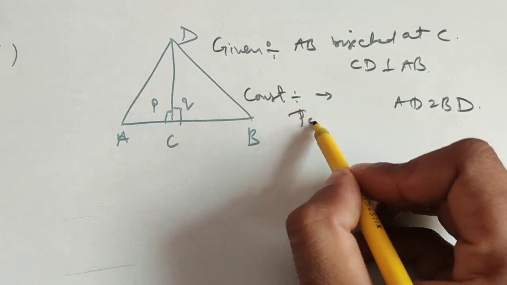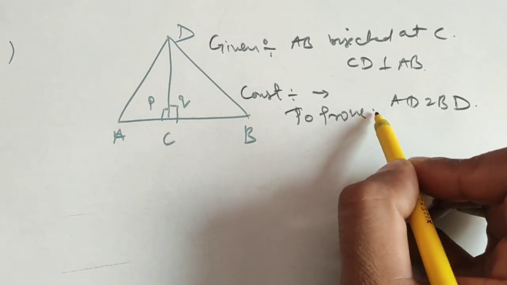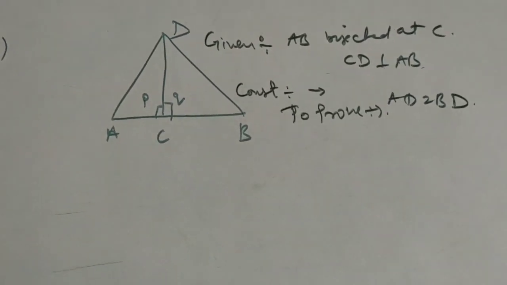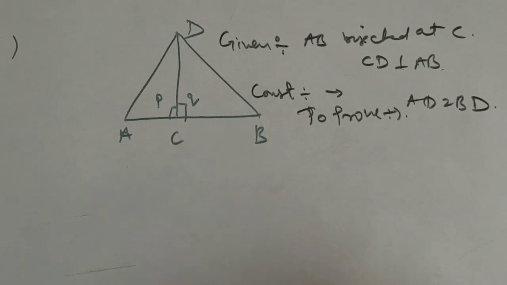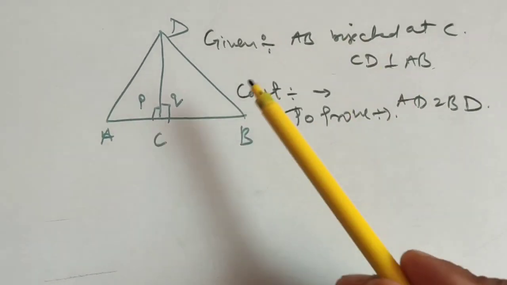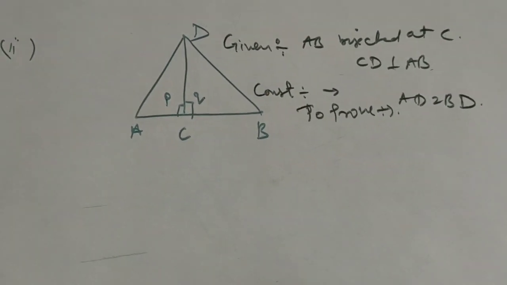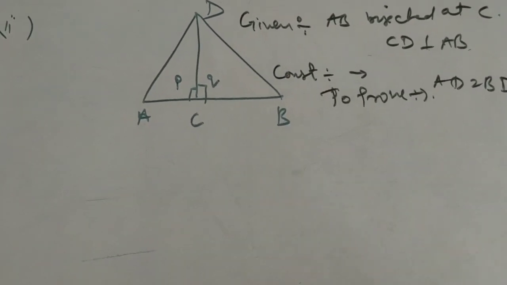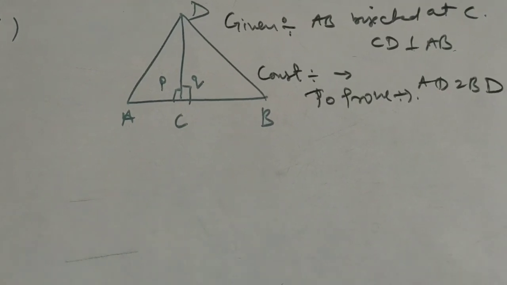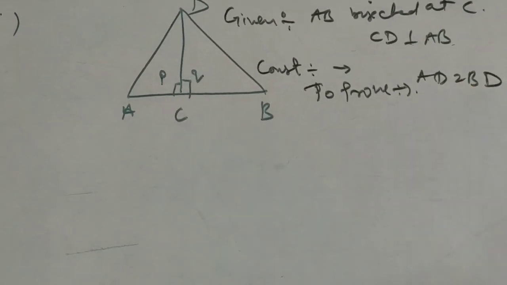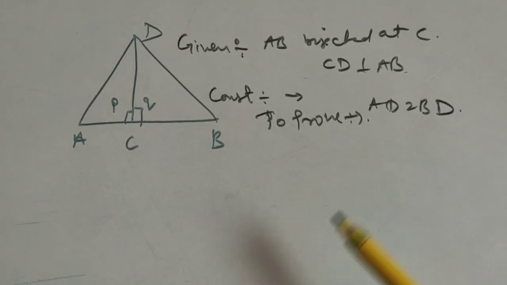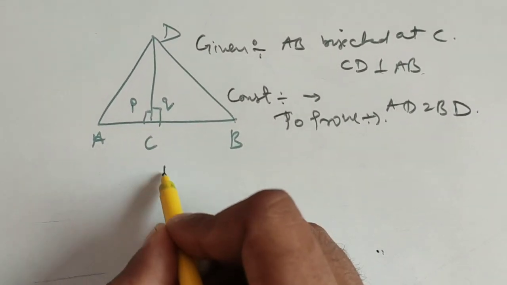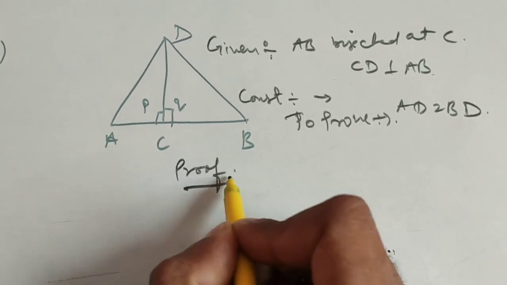Then you will write down what is to be proved. In this question AD is equal to BD needs to be proved. Okay, here we have not done any construction because AD and BD are joined in the figure itself, so it's up to you whether you write down construction as blank or not. Now we need to prove AD is equal to BD. Now we need proof of this.